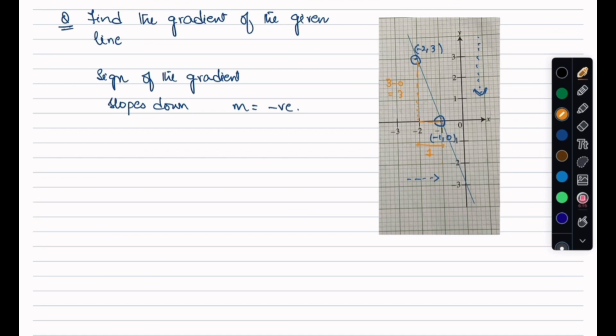This line being sloping down, I can very easily say that the gradient has a negative sign. The vertical change is 3 and the horizontal change is 1. Therefore, this line should have a gradient equal to negative 3 here. So this is how easy it is to get the gradient value. Once you know the shape of the line, sloping up or sloping down, we just need the vertical change compared to the horizontal change, and we can have the gradient value here.